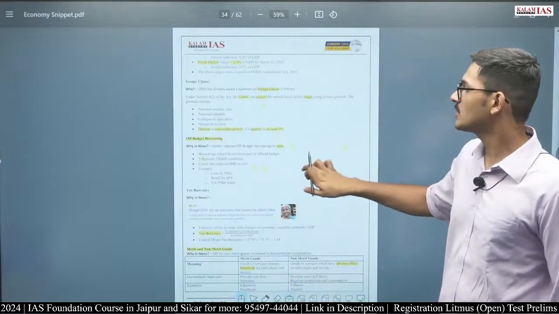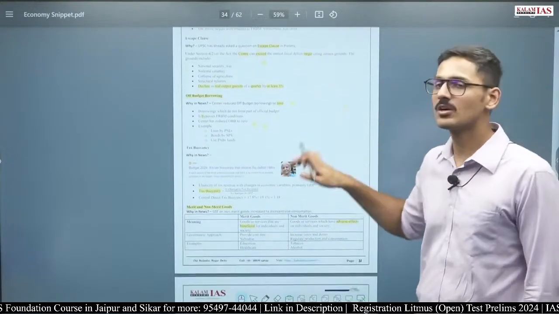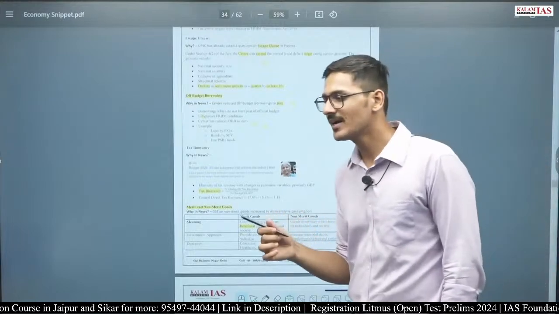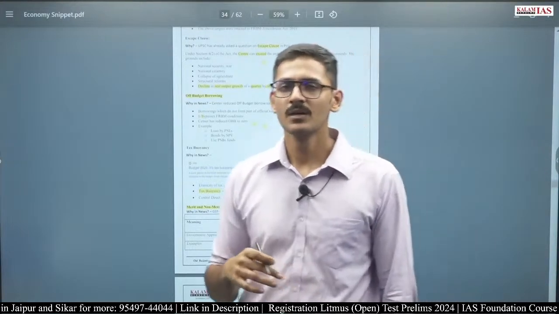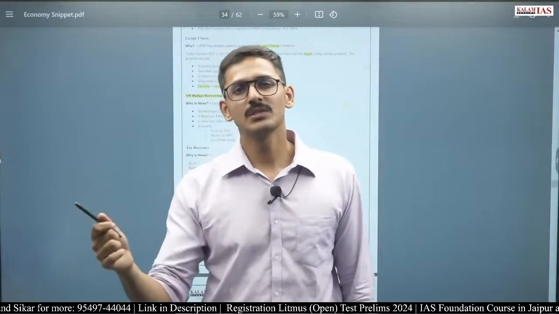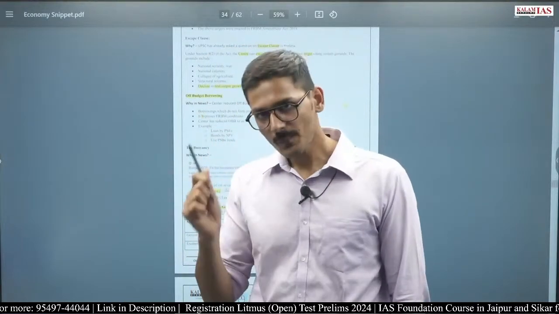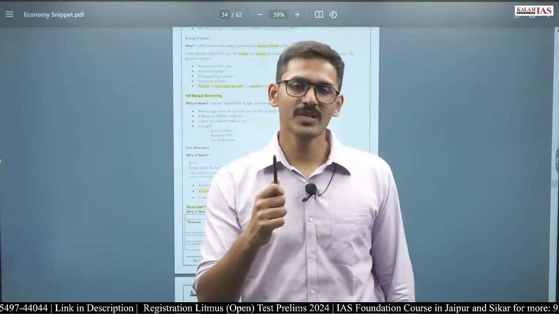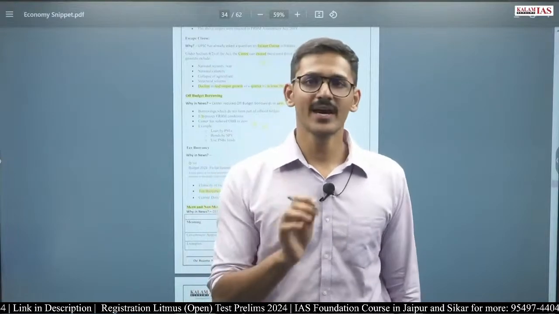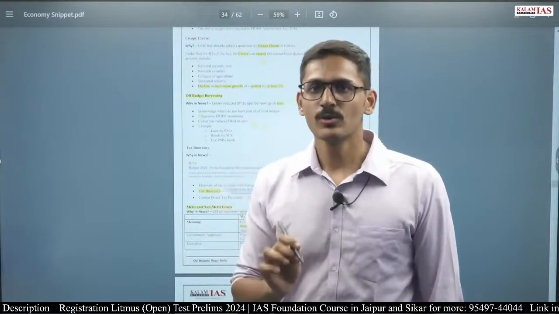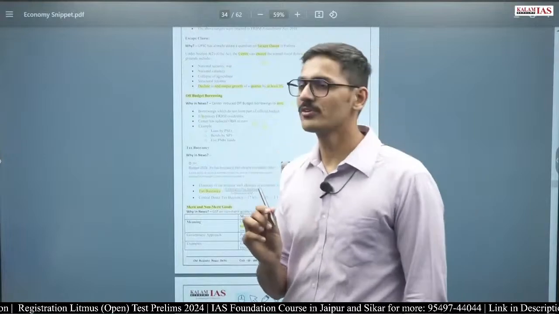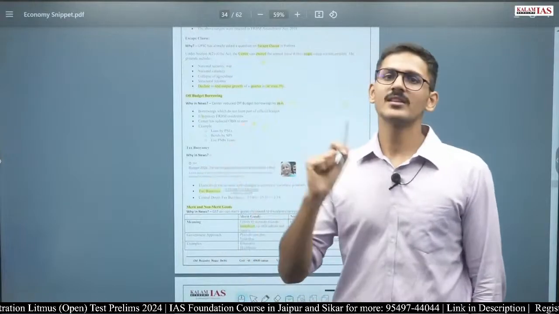Off-budget borrowing. Off-budget borrowing is basically borrowing which does not reflect in the budget. For example, instead of borrowing directly from the people, the Government of India will ask Coal India Limited to take a loan from the SBI. If Coal India Limited takes a loan from the SBI and the Government of India becomes the guarantor in that loan, that loan is a liability of the Government of India, but it is not reflected in the budget.